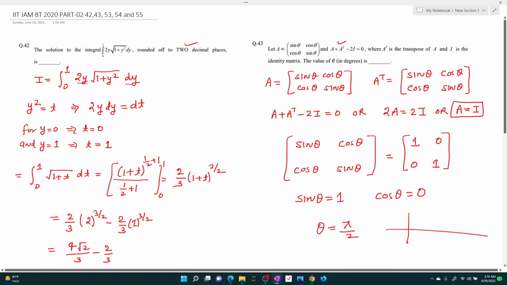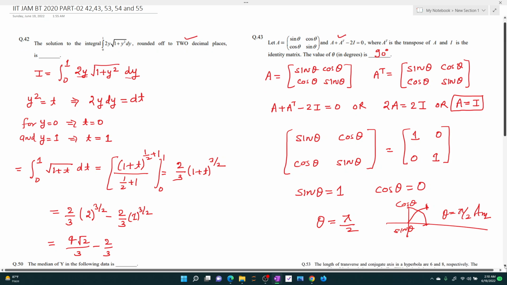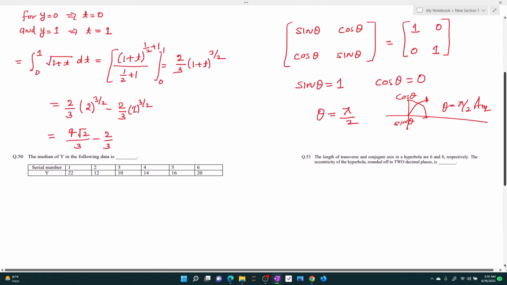Because the graph of sine goes like this, at pi by 2 it is 1, and the graph of cos becomes 0 here. So this is cos theta and this is sine theta. Here theta comes out to be pi by 2, which is the correct answer. In degrees, it's simply 90 degrees. Okay, so let's move to the next questions.